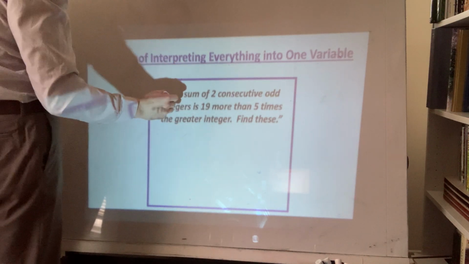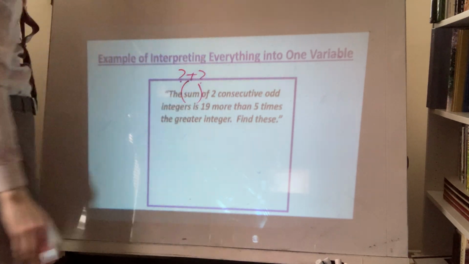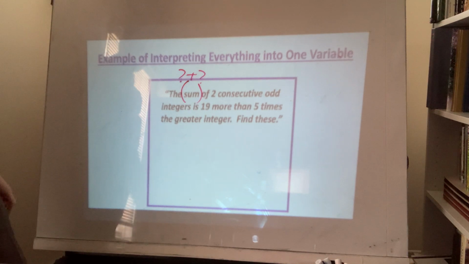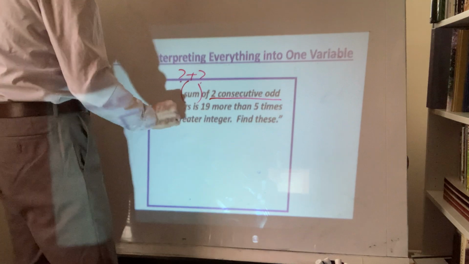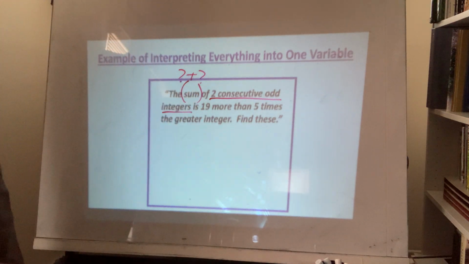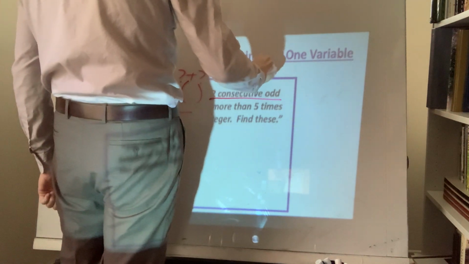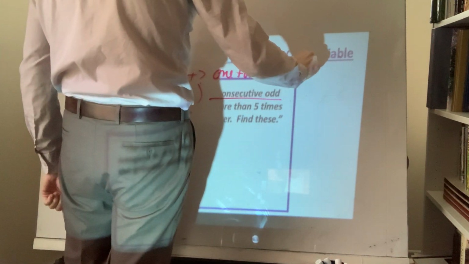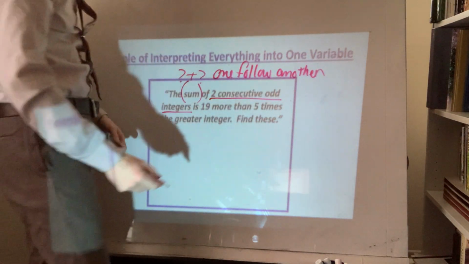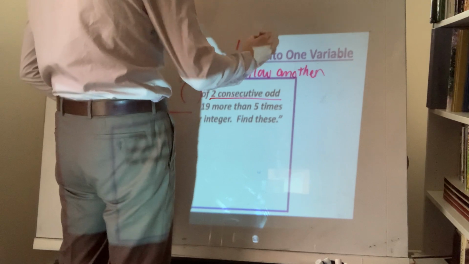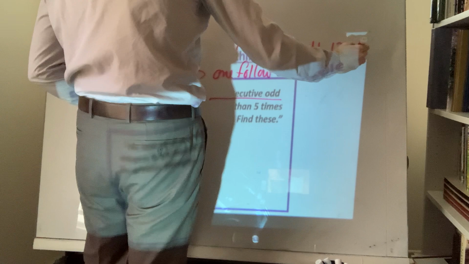This says the sum. So if you have a sum, that means that two things are going to be added, minimally two. The sum of what? Of two consecutive odd integers. Right? Consecutive means one immediately follows another. If they are odd, the numbers are, let's see, 1, 3, 7, 9, 11, 13, and it goes into infinity.